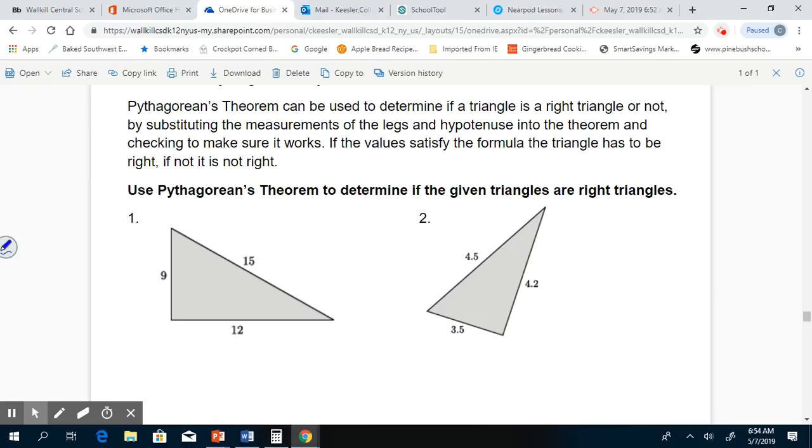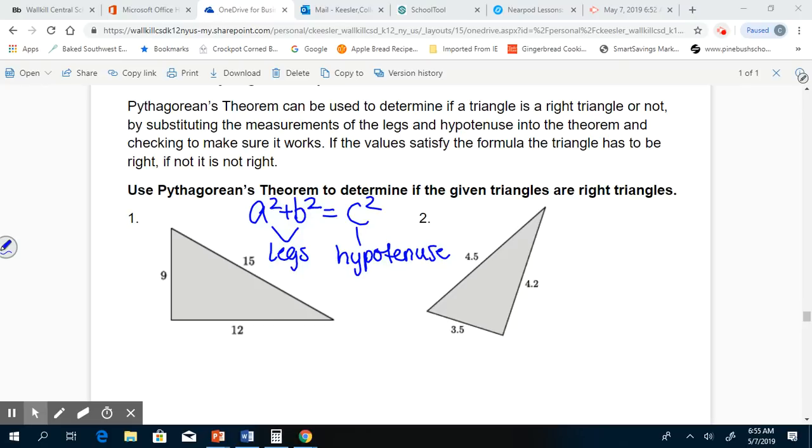If the values satisfy the formula, the triangle has to be right. If not, it's not. Use Pythagorean theorem to determine if the given triangles are right triangles. So again, yesterday we came up with the formula a squared plus b squared equals c squared, where a and b are the legs and c is the hypotenuse. So if the lengths of any side of a triangle fulfill the requirements of Pythagorean theorem, then that triangle is a right triangle. So let's take a look at number one.